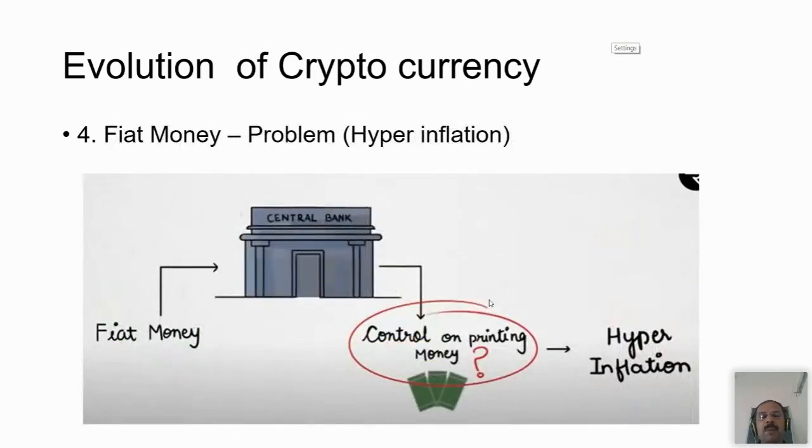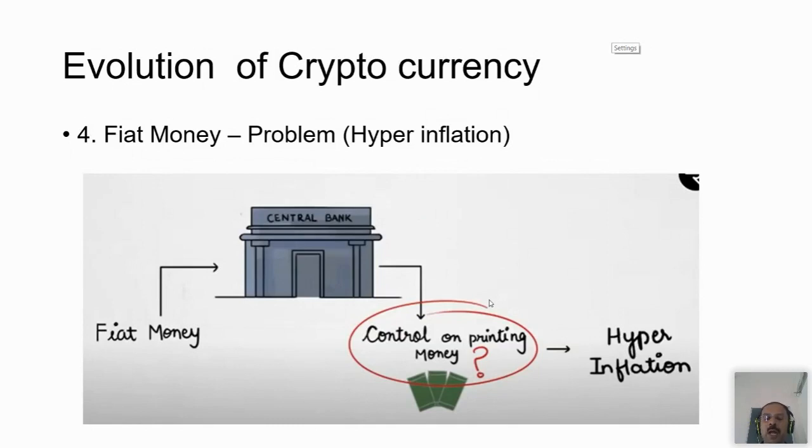Then because of the World War, this stopped. What stopped is that the government now has the option to print any number of currency notes. It is nothing related to the gold they want to deposit or keep. There is no control in terms of printing the money, so a government may decide to print as much money as possible.